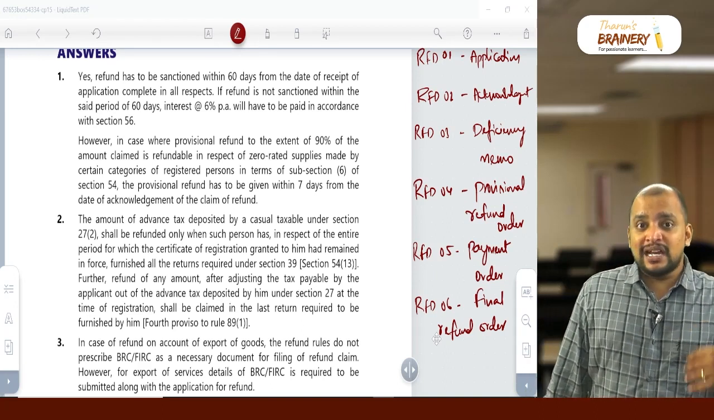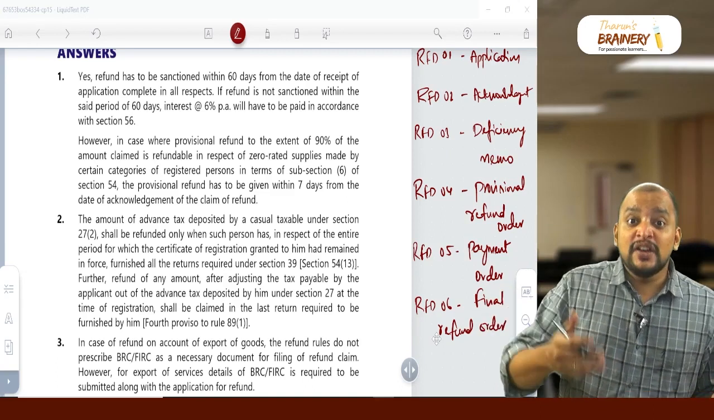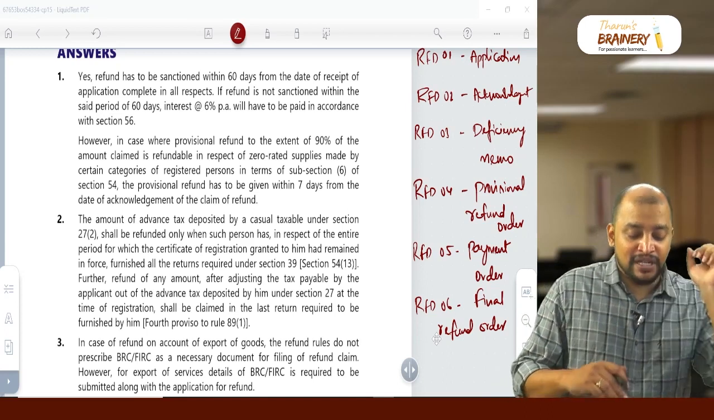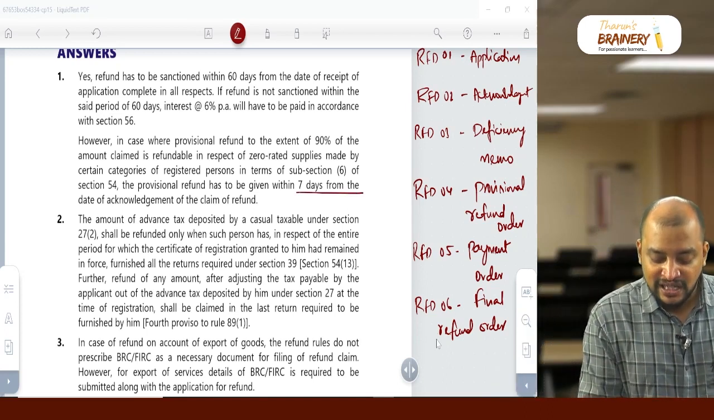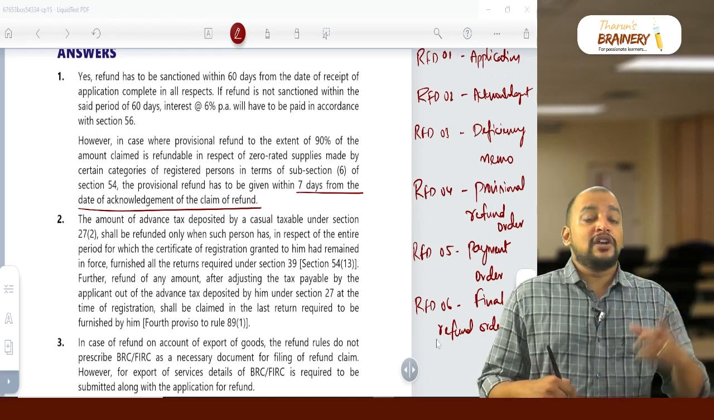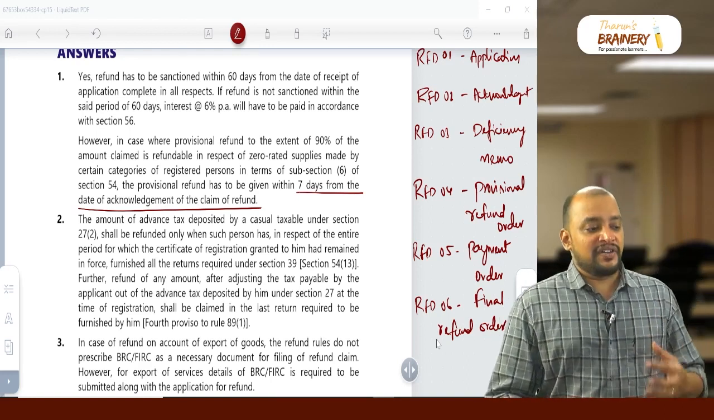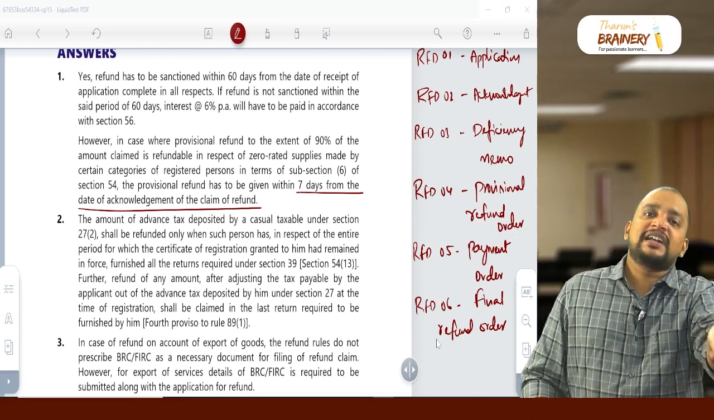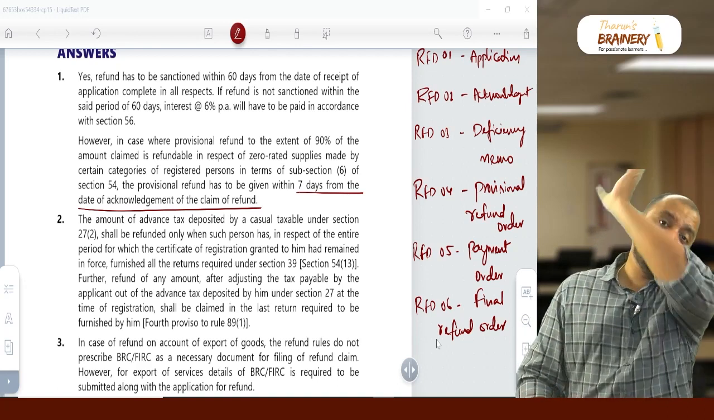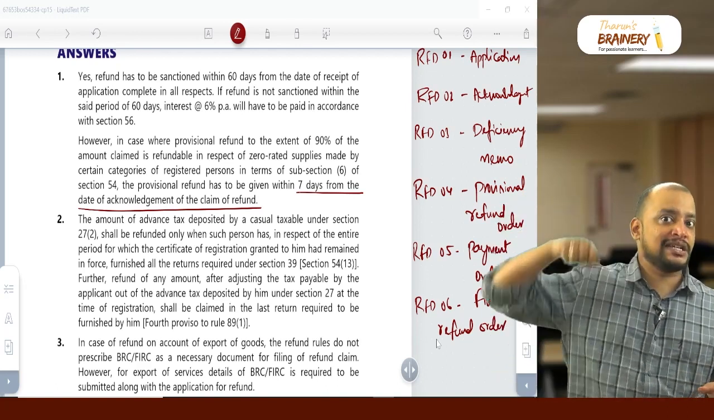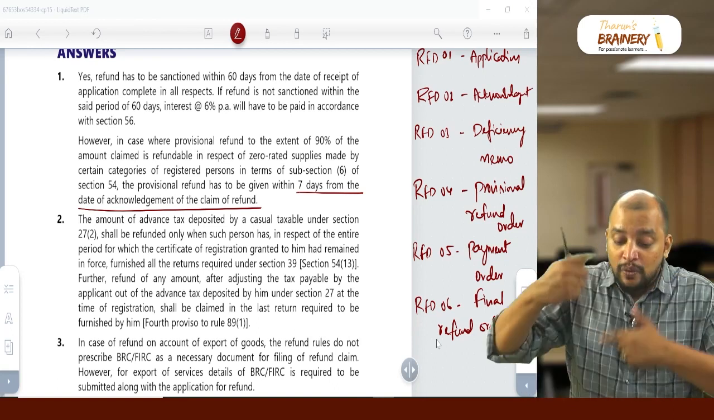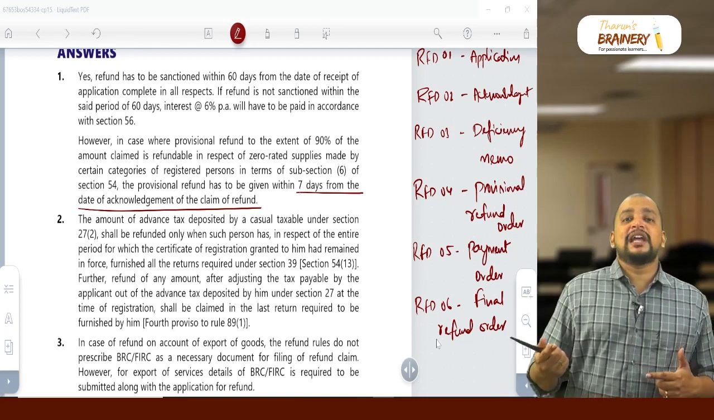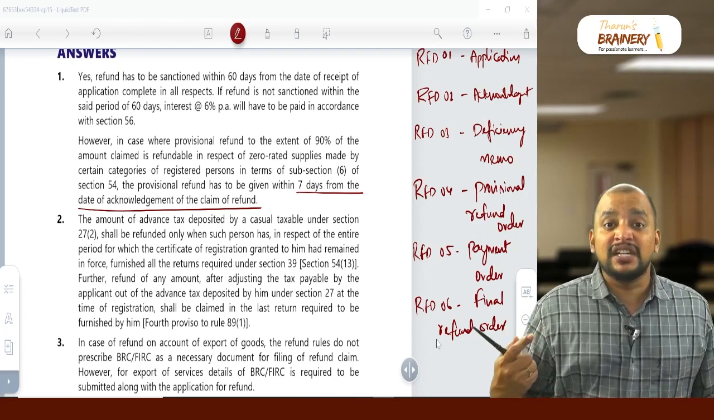However, in case of zero rated supplies, there is a concept of provisional refund. Whenever we make an application, we get an acknowledgement. Within 7 days from the acknowledgement, not from the application, and not 7 working days, just 7 days, we will get refund. How much? 90% of the refund claim. The balance 10% we will get within 60 days from the date of application. What is the time limit within which acknowledgement should be given? Usually 15 days, from the date we make an application.